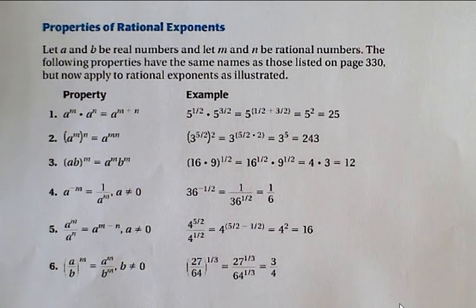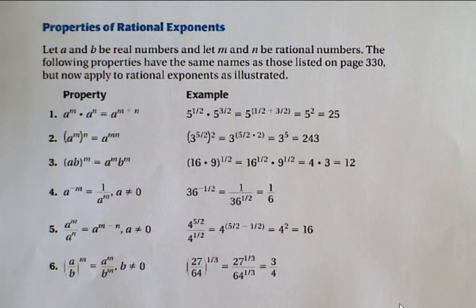Note that within that example, they both already have common denominators. To add rational exponents, to add rational terms of any kind, adding and subtracting requires that you have a common denominator. So in this case, this becomes 5 to the 1/2 plus 3/2 power, which is 5 squared, which is 25. Second property is called the power rule.